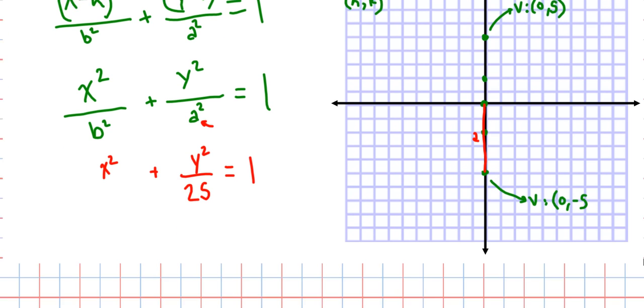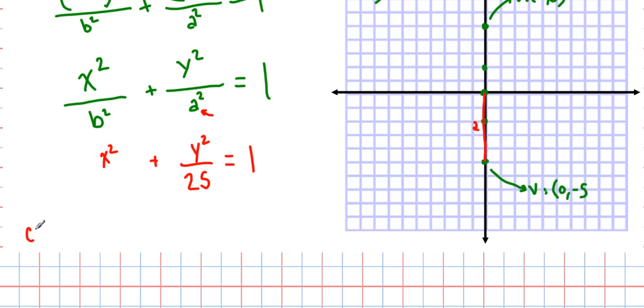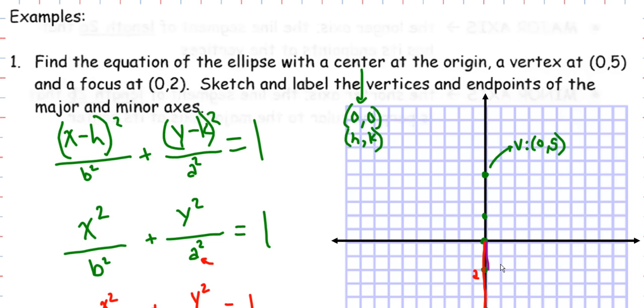I'm going to come down here a little bit. So if c squared is a squared minus b squared, let's plug in what we know. Our c value, remember, is our distance from the center to a focus point. So that's the length of 2. So I've got 2 squared, and my a squared is 25. I can pull that right from my formula, and I don't know what my b value is. So let's solve for b in that equation.